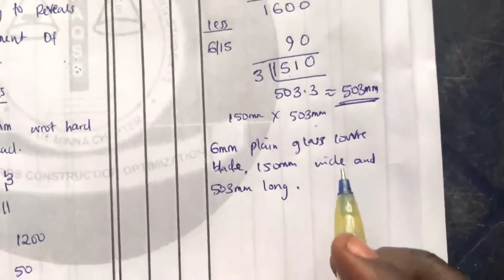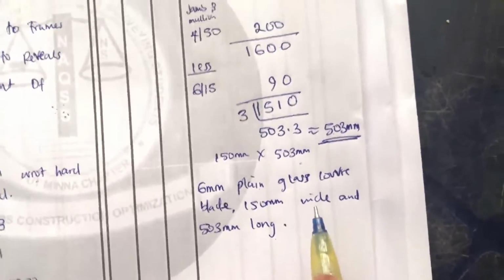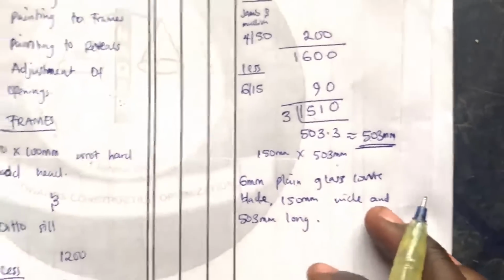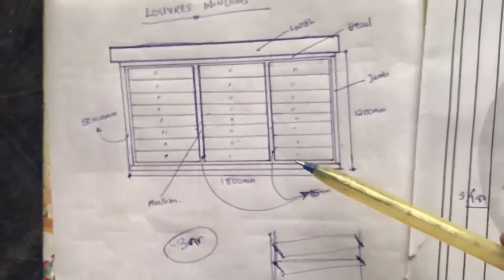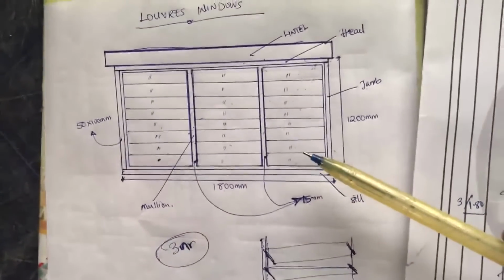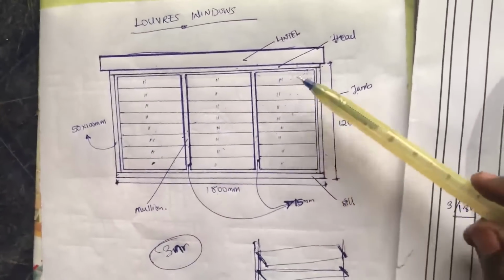If I have done this, all I need to do is to book for the number of the blades that are in the window. Like we've counted here, we have 1, 2, 3, 4, 5, 6, 7, 8. There are 8 blades here. So since there are 8 blades, I would need to book for 8 blades. So let us book for it.